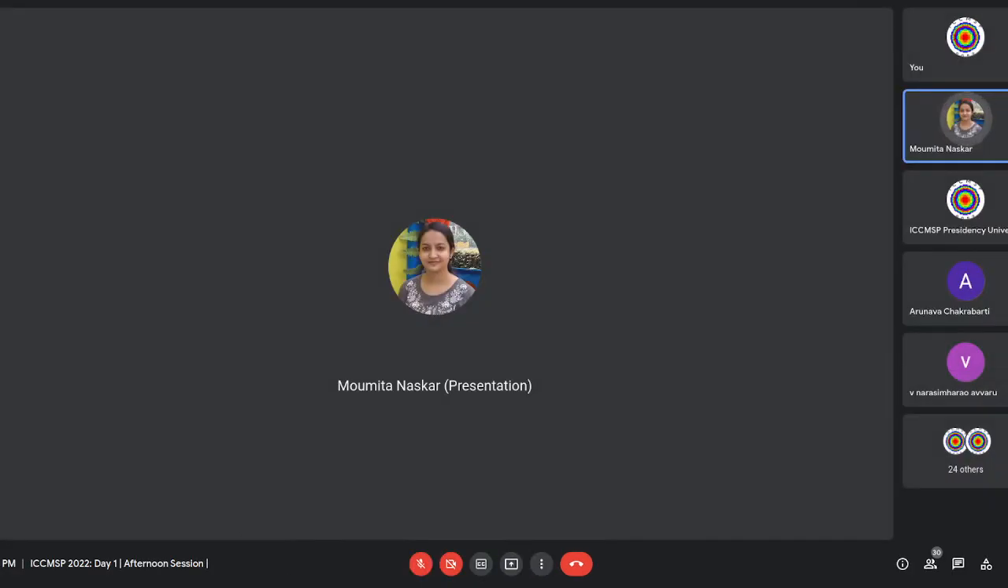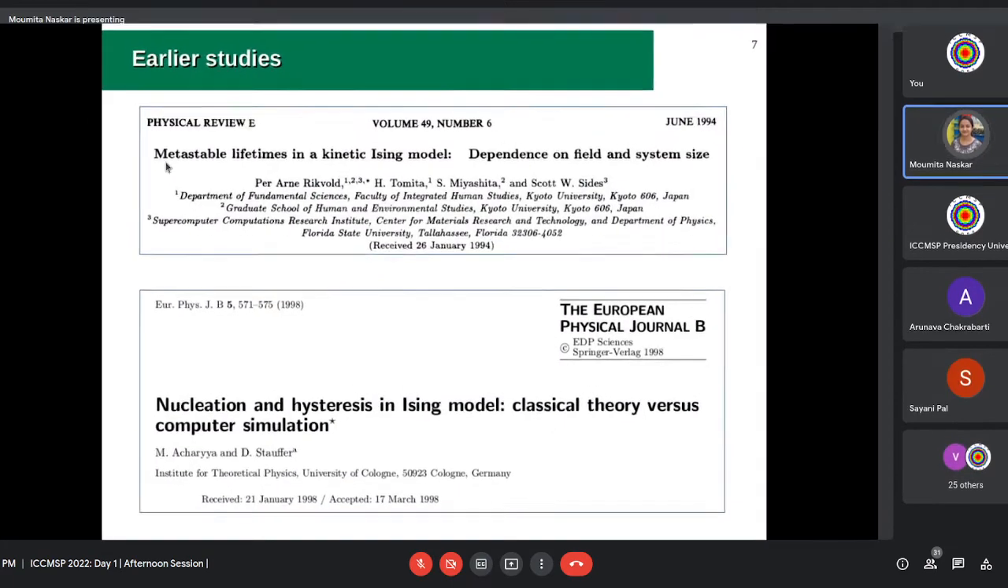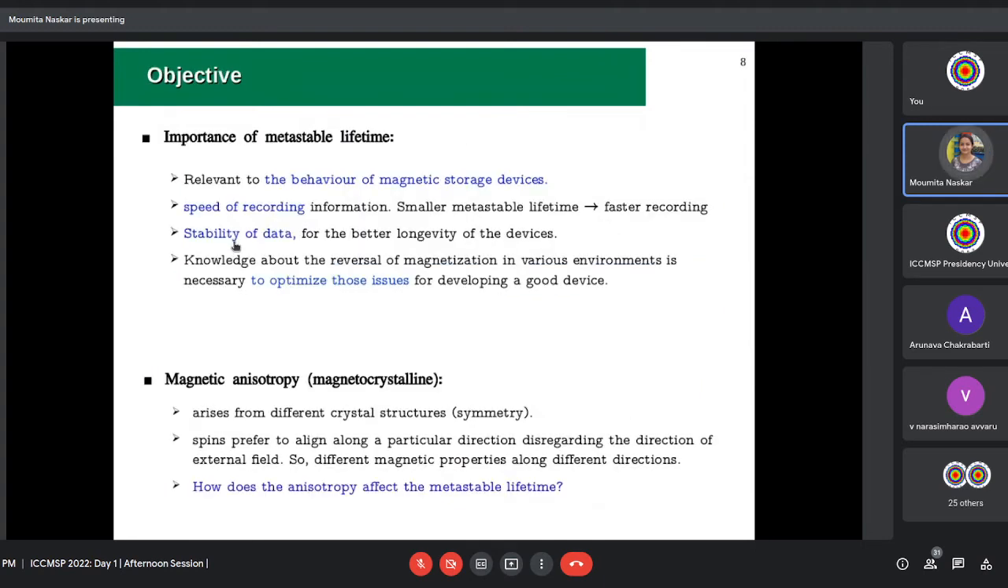There are few studies which involve some effects of magnetic anisotropy on the metastable lifetimes. So we decided to check such effects. Now, before entering into the model and simulation technique, let me mention the importance of metastable lifetime.